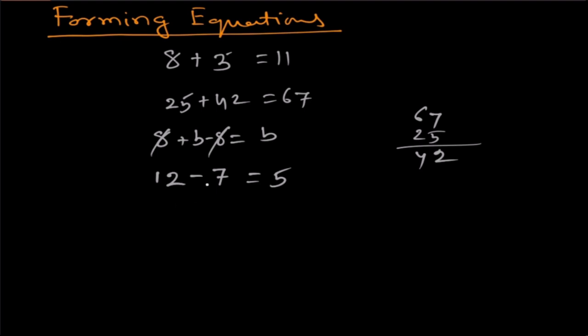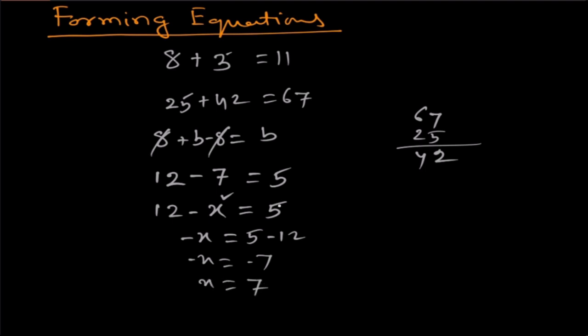That is, suppose you take this as x. 12 minus x is equal to 5. Something that you do not know, that you have to find, you should consider as x. So 12 minus x is equal to 5. Taking 12 to the right side, you get minus x is equal to 5 minus 12. So minus x is equal to minus 7. That means x is equal to 7.